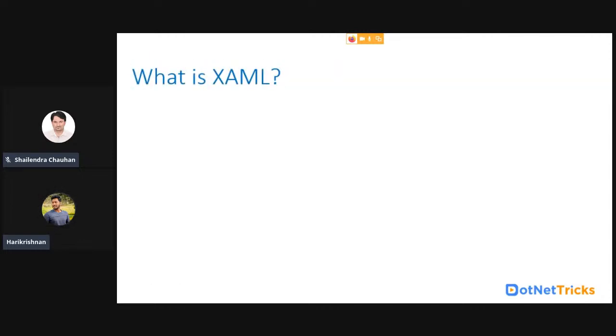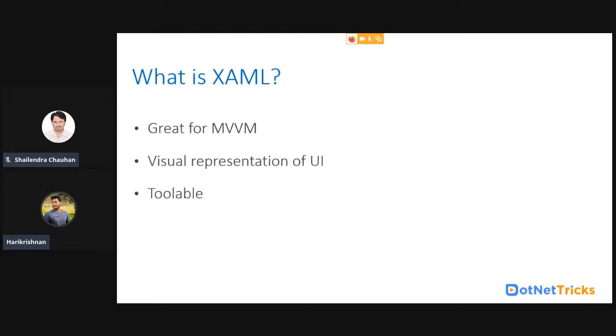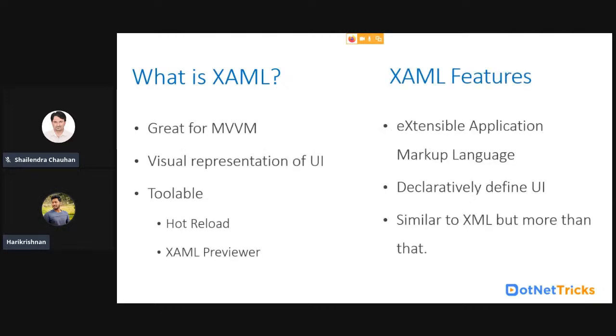And also we're going to see a bit of XAML, what it is all about, and do a bit of coding in XAML. So XAML is basically an extensible markup language that helps you to define declarative UI, which is similar to XML, but it is not just that, it's more than that. And what it offers is, it's great for MVVM. You can develop your UI separately, and you can have your business logic separately.